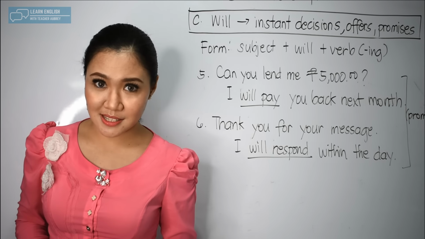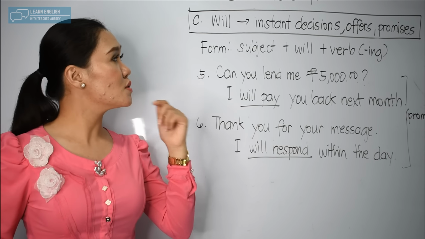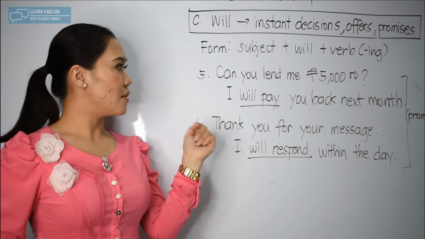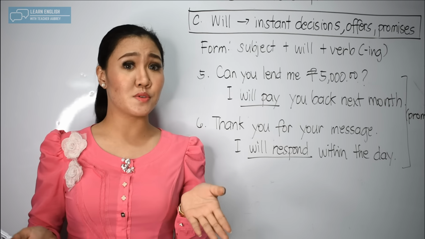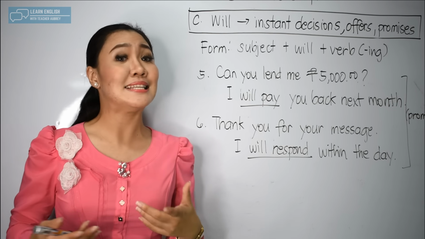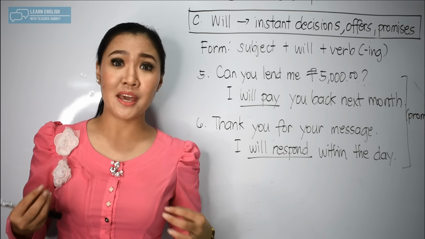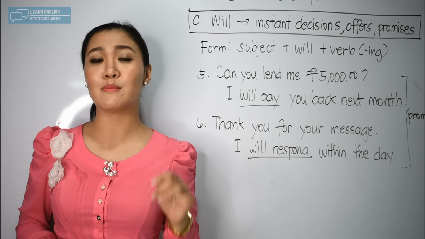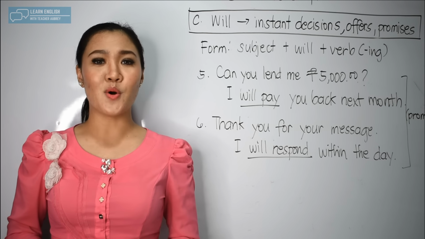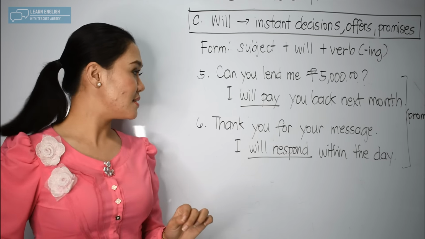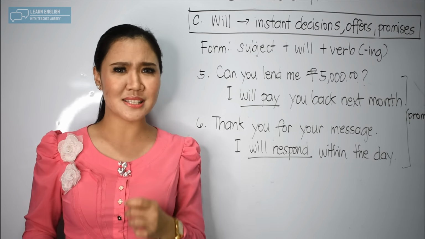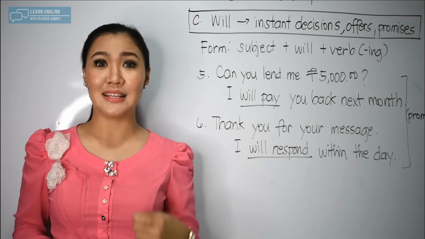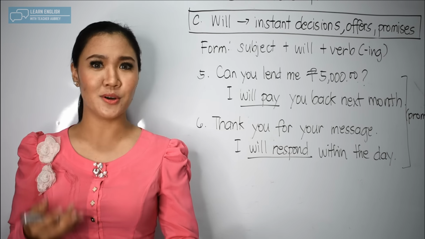How about for promises? These are the examples of our future simple tense using the form will for promises. Let's have the number 5. Can you lend me 5,000 pesos? I will pay you back next month. So that is a promise. Nangako ka na babayaran, ibabalik mo yung hiniram mong 5,000 piso sa susunod na buwan. Another example for promise is this. Thank you for your message. Salamat sa mensahe mo. I will respond within the day. Sasagot ako ngayong araw na ito. Nangako ka na sasagot ka sa mensahe niya sa araw na ito.